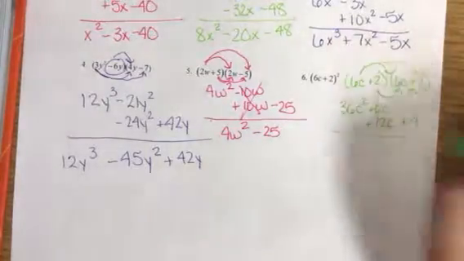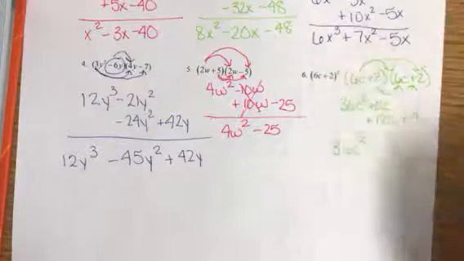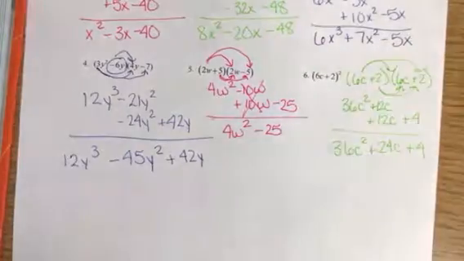And 2 times 2 is 4. So our final answer, we have 36c squared plus 24c plus 4.